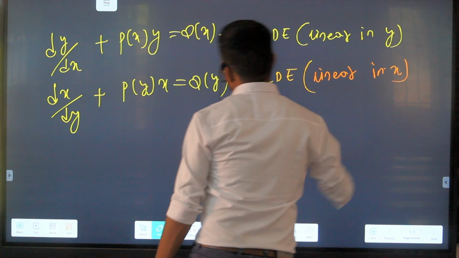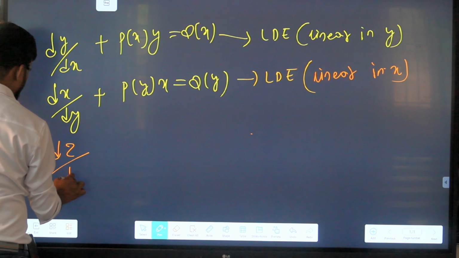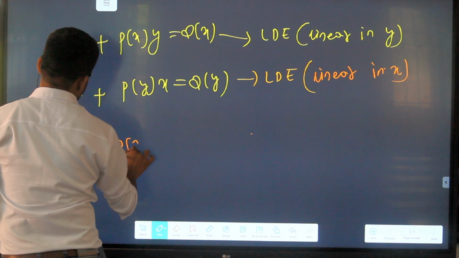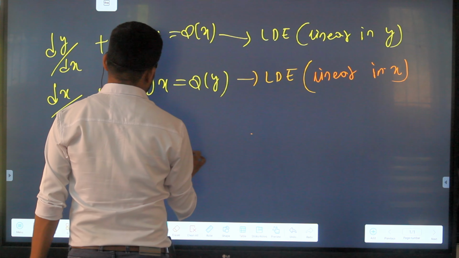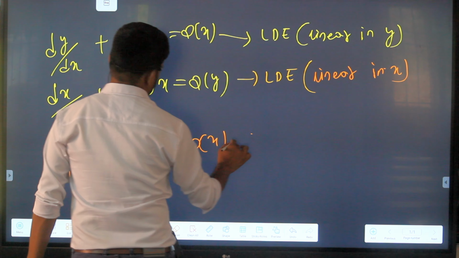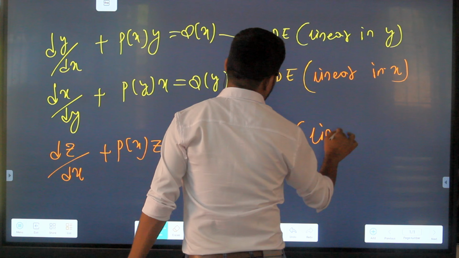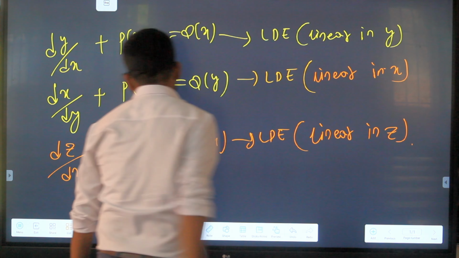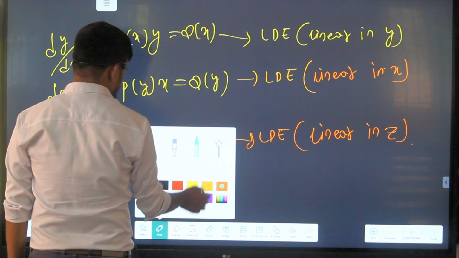For example, suppose the differential equation is dz by dx plus p of x into z is equal to q of x. This is also a linear differential equation, linear in z.